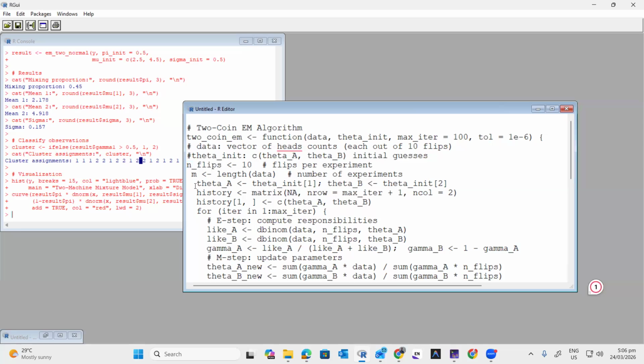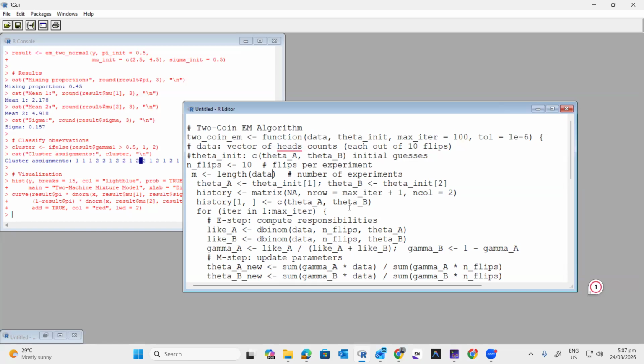M. After that, we have the initial theta A, that is theta initial 1, and theta B with theta initial 2. So these lines extract the initial values of coin A and coin B from theta initial. After that we have the history 1 comma, that is equal to c of theta A and theta B.